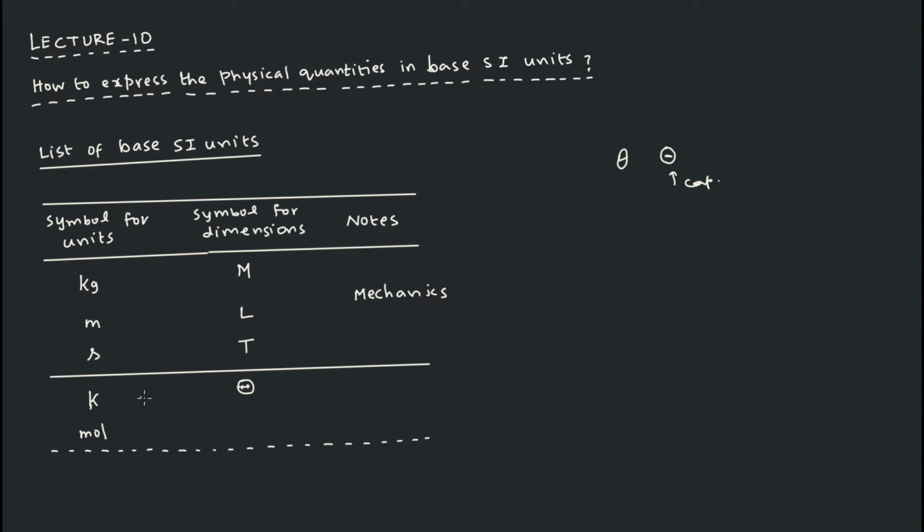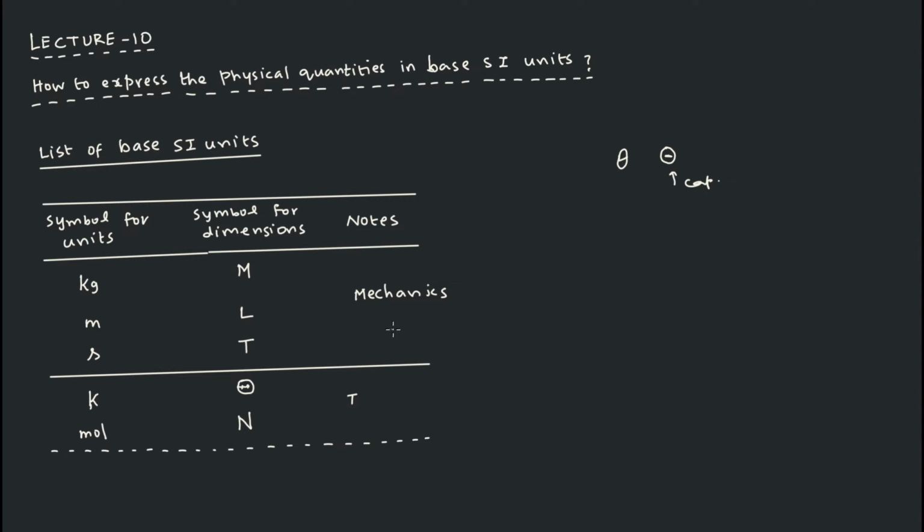And for the case of the mole, you have to use a capital N. So N is for the number of moles. You write this for the dimensions, and mol you write for the units. These things are generally used in thermodynamics in addition to the mechanical.